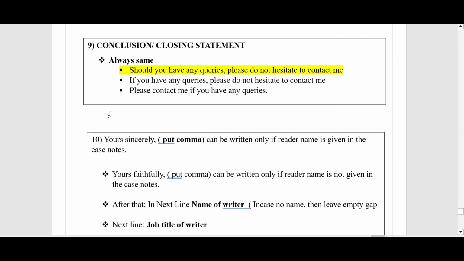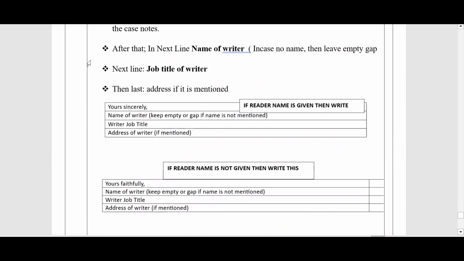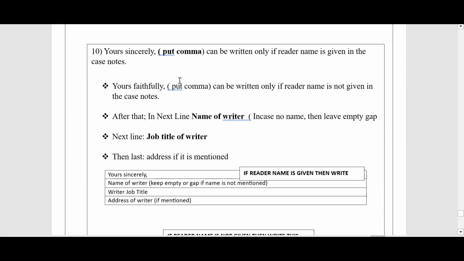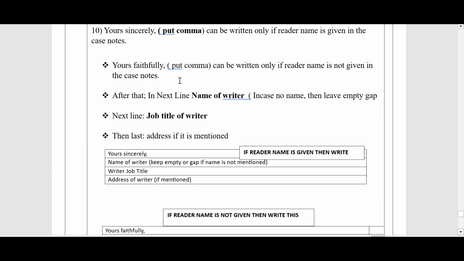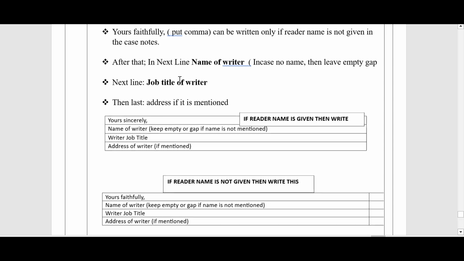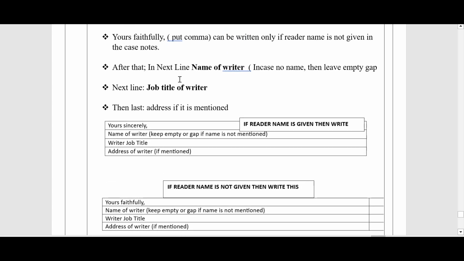And if the name of the writer is also not there, put a gap and then the designation. Here I have clearly mentioned it. Please go through this. Pause the video and just go through this. And I think the letter is that much.